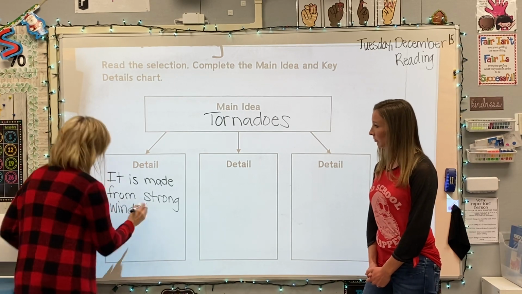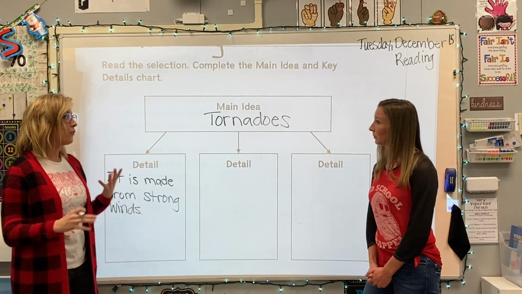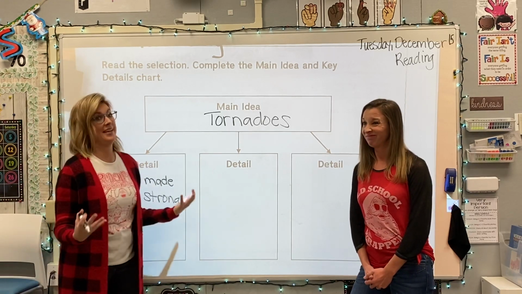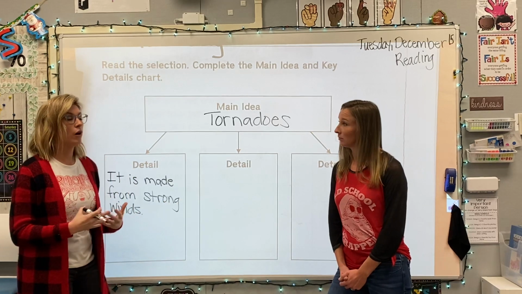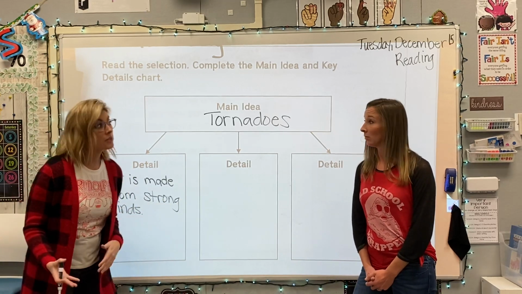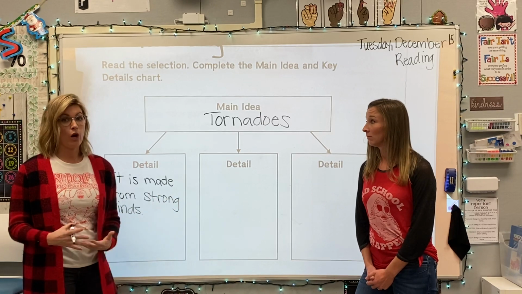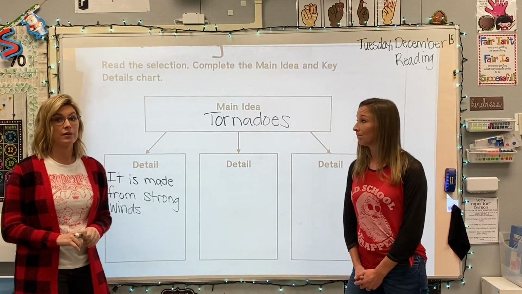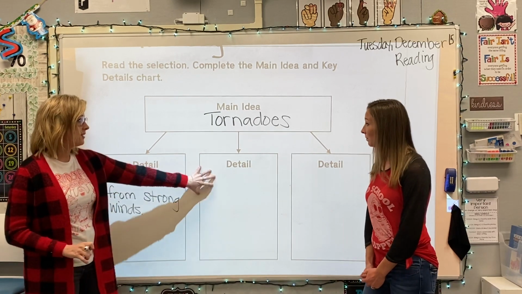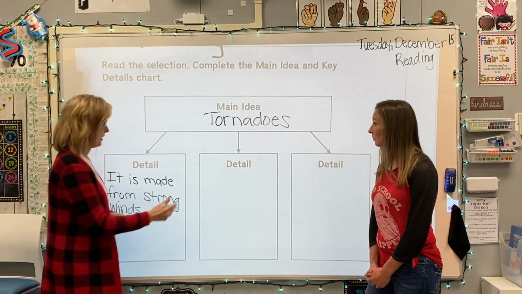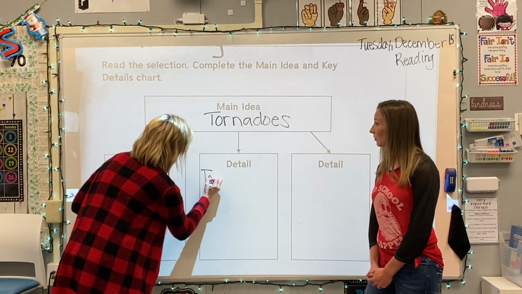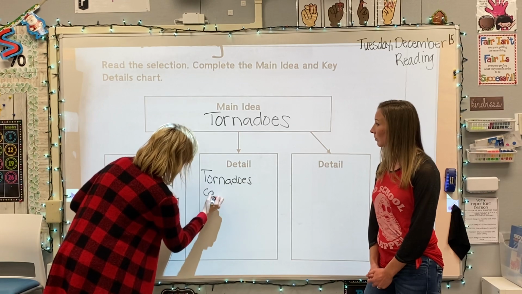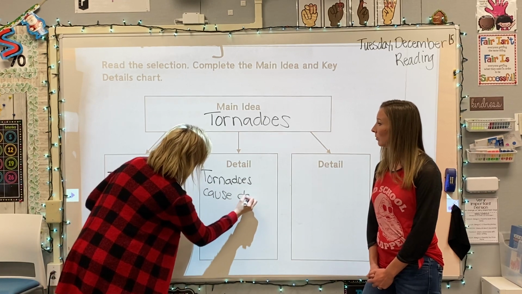Excellent. We also learned, unfortunately, one of the reasons tornadoes are so scary is because they cause a lot of damage. They do. They can throw cars in the air, cows in the air. They can destroy homes. They can injure people if you are in the path of a tornado and you aren't able to get to safety in time. So basically, they cause a lot of damage, right? So tornadoes cause damage.